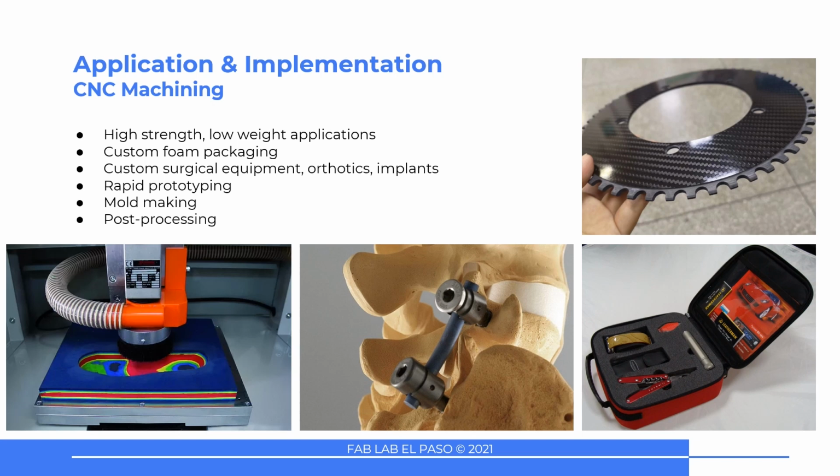Common uses for CNC machined parts include high-strength and low-weight applications. For example, carbon fiber and other composite metals are often used in the aerospace industry due to their ideally low weight-to-strength ratio. CNC machining can also be used on materials like foam to create custom packaging inserts. Surgical equipment, orthotics, and implants are just a few medical applications of CNC machined parts. CNC machining is also used for rapid prototyping, mold making, and even post-processing parts made by different fabrication methods.